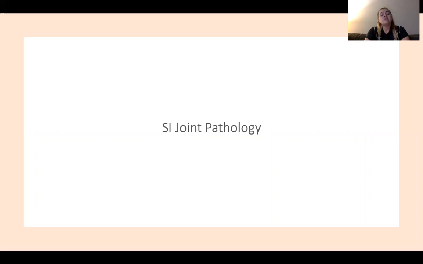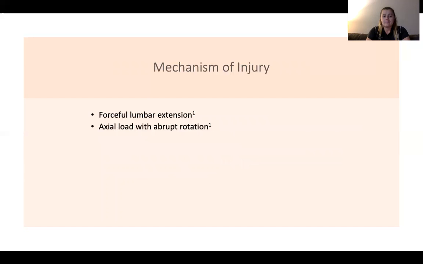My next pathology I'm going to talk about is an SI joint pathology. Mechanism of injury for an SI joint pathology is a forceful lumbar extension or an axial load with abrupt rotation.